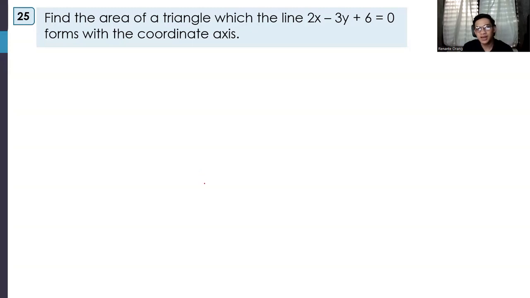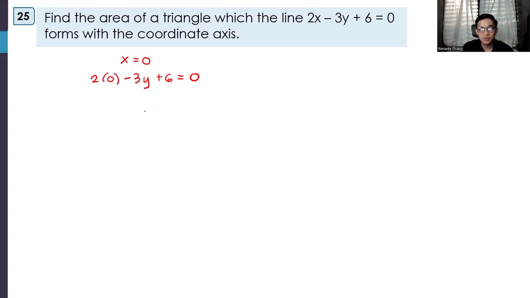Number 25, we have find the area of a triangle which the line 2x minus 3y plus 6 is equivalent to 0 forms with the coordinate axis. So, hahanapin muna natin yung kanyang mga intercepts para ma-drawing natin. First one is x is equivalent to 0. Substitute natin, magiging 2 times 0 minus 3y plus 6 is equivalent to 0.